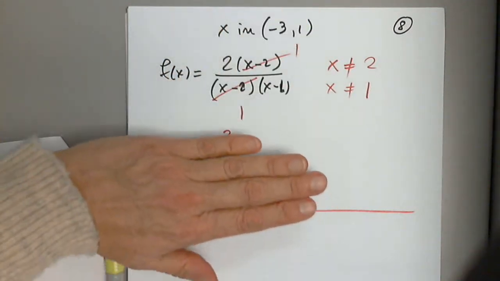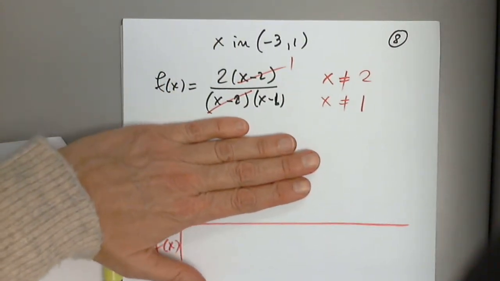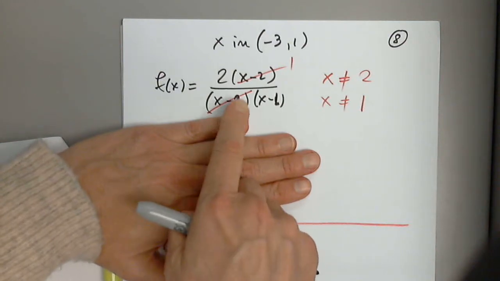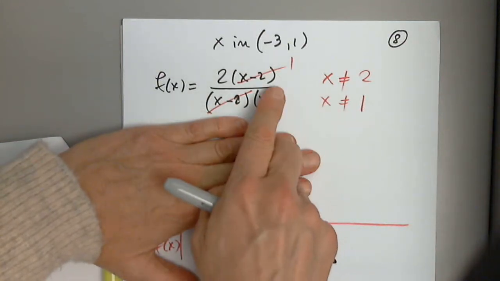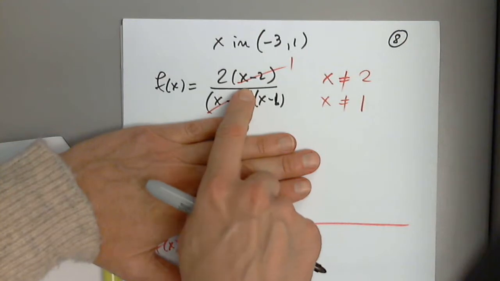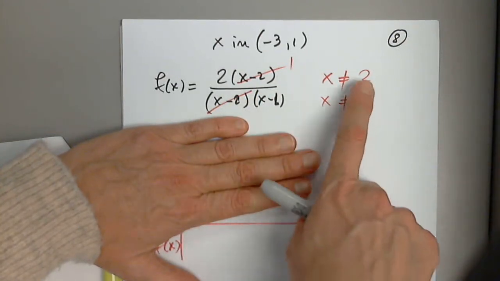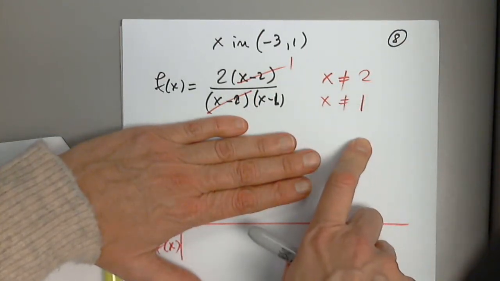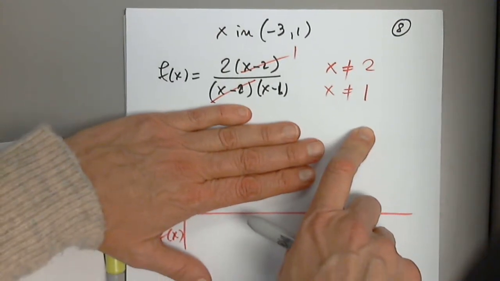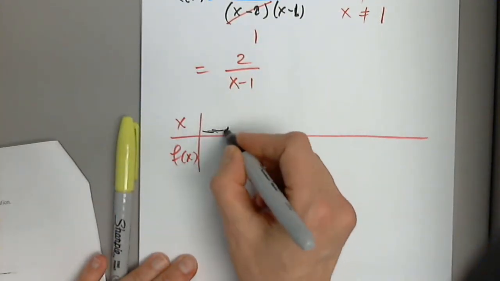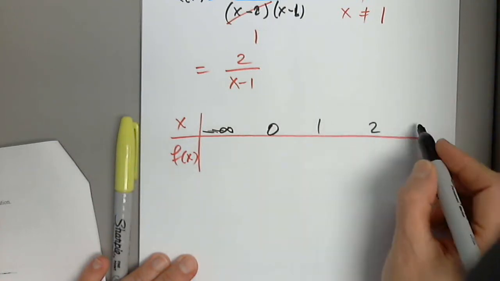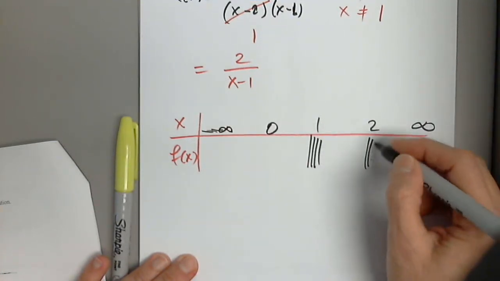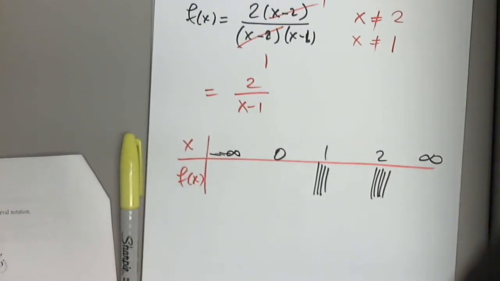So this is the simplified form. We're interested in the original function. I had to state two restrictions before I simplify. We are talking about this function. The domain of this function is everything except 1 and 2. Is that clear? Okay. So negative infinity, 0, 1, 2, infinity. You cannot identify the domain after simplifying. That's why we identify the domain first, and then we simplify it.